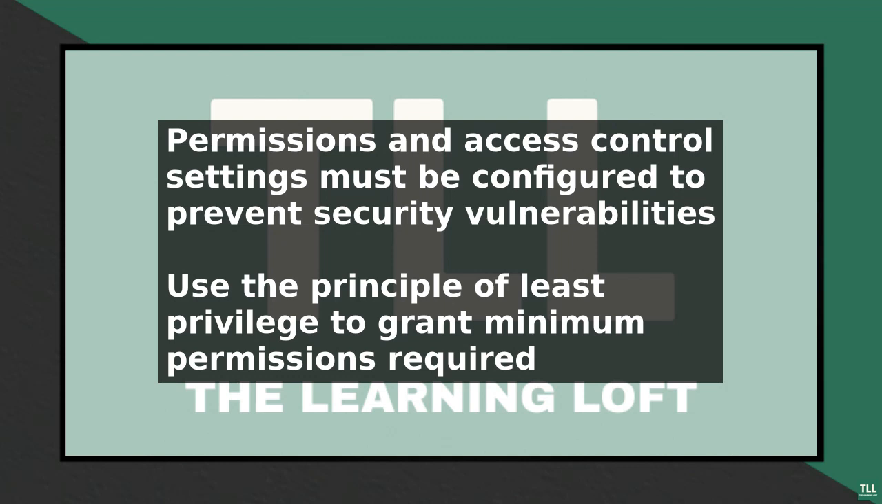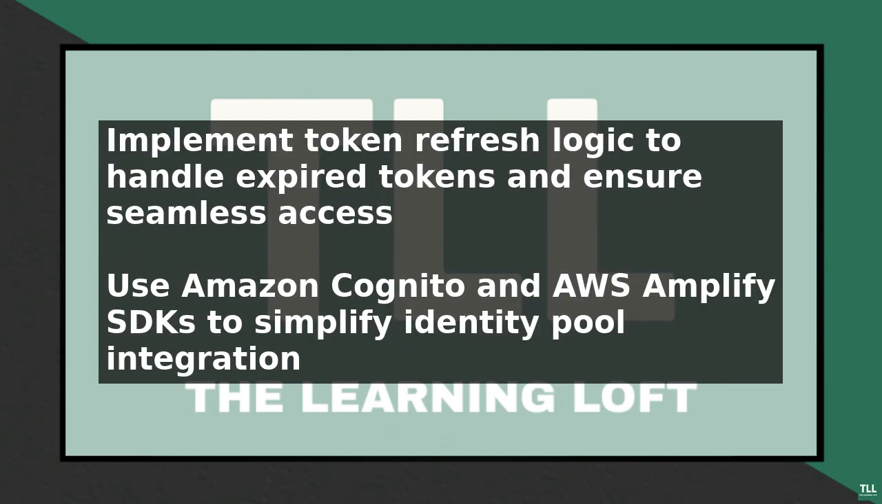Best practices for using AWS Amplify identity pools include using Amazon Cognito as your authentication provider, configuring permissions and access control settings carefully, and implementing token refresh logic to handle expired tokens. Additionally, use the AWS Amplify SDKs to simplify the process of integrating identity pools into your application.